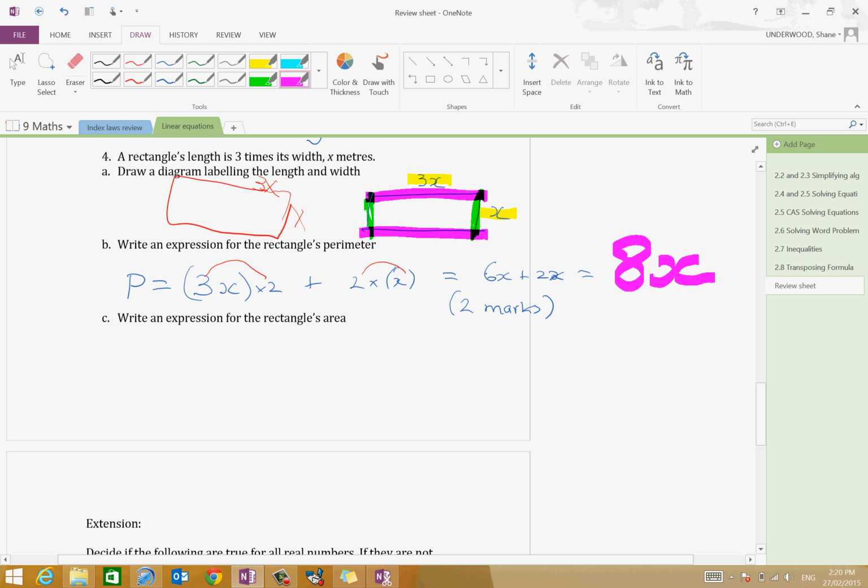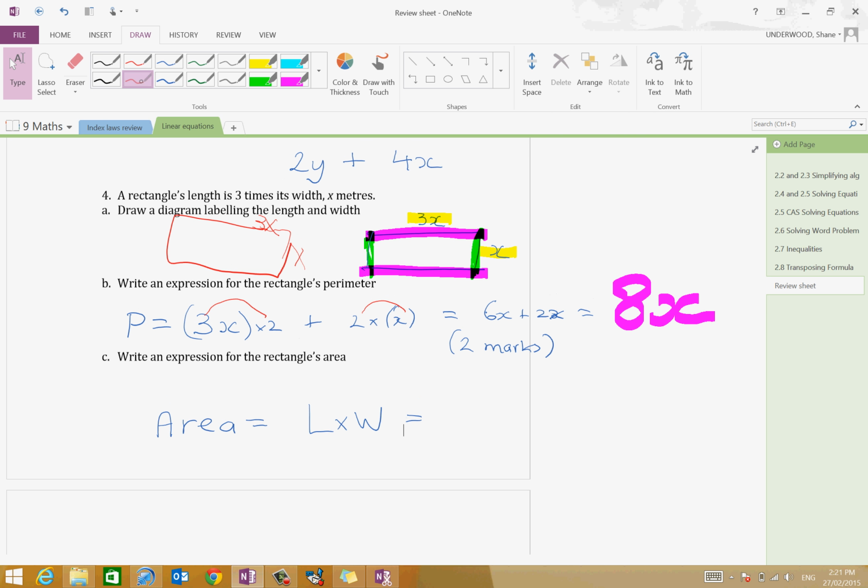Write an expression for the rectangle's area. Joel, what did you have for that? So that'd be 3x plus x. Area is length times width. Now remember that the width is this 3x here, and the length, well, the other way around, I guess. The rectangle's length is 3x. So this is the length, and this is the width.